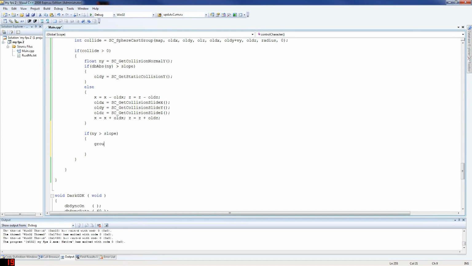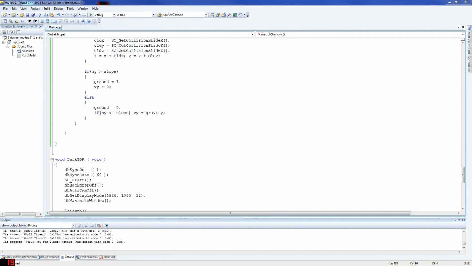So this means that play is touching the ground, okay? Equals 1. That means we're going to allow him to jump, okay? VY equals 0. Now else, if the NY's position isn't greater than slope, then he's not touching the ground. So we're going to go ground equals 0, and we don't allow him to jump. So if NY smaller than minus slope, then VY equals gravity. Not too sure what this does, but I'm sure it does something decent.